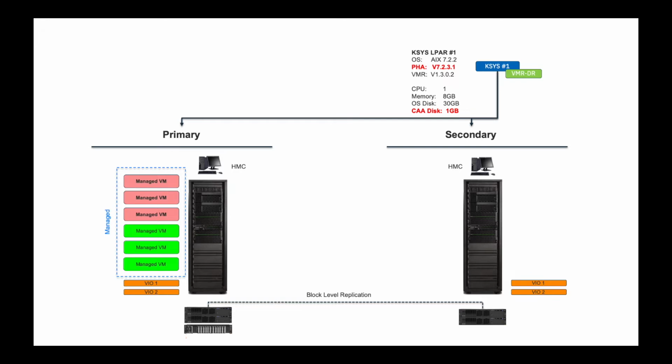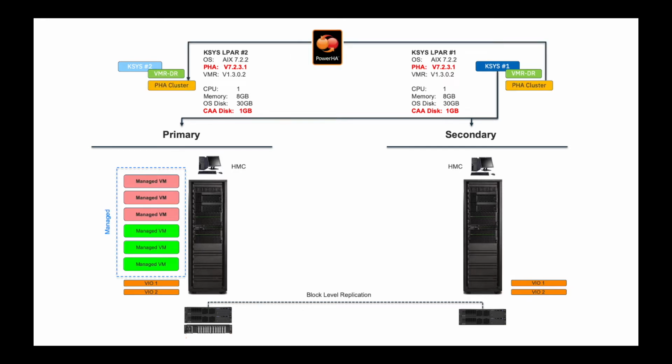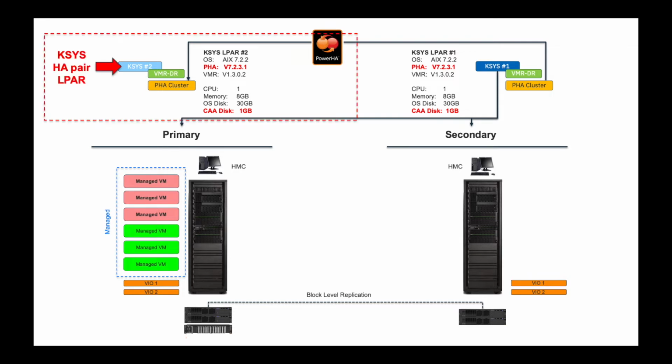The assumption here is that before I only had one, now if I cluster it, I can define a second one. So I'm going to provision the same exact specs. In my environment, I have two completely separate SANs with block level replication between the two. So I deployed a second KSYS that I'm showing on the top left. I also provisioned the secondary CAA disk, and it is not shared. I've got the PowerHA cluster software installed, and I'm going to cluster the two. So effectively, I'm setting up a KSYS HA pair as I'm reflecting on the top left.